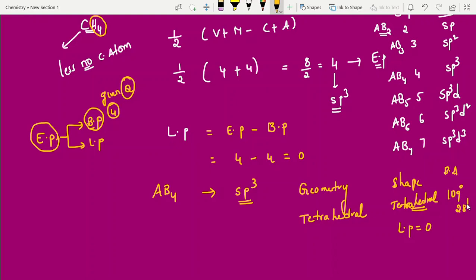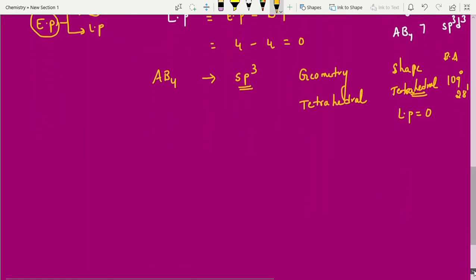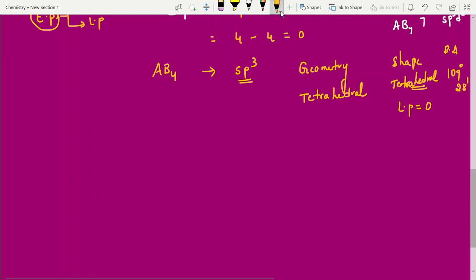Clear, students? Like this we are going to calculate. So these 2 points we have to remember, bond angles and all. Once you look into the table, you will come to know. Now, next one. We'll take another example. Definitely you will get many questions, and based on that, we'll give the explanation.